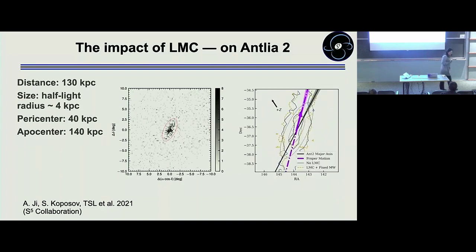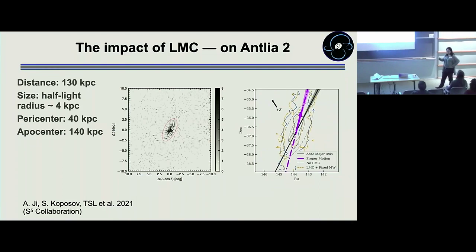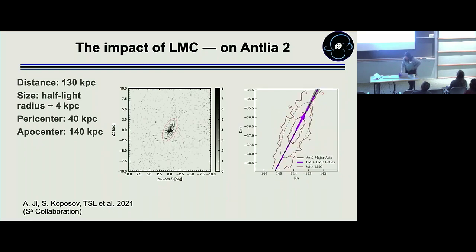But the puzzle is, and this is where the LMC connects, if this elongation we are seeing is tidal debris around a dwarf galaxy, then we expect the semi-major axis, which is this black line, to match the motion of the galaxy, which is the purple line. But they do not. So what is going on? Until later we realized we have to consider the LMC.